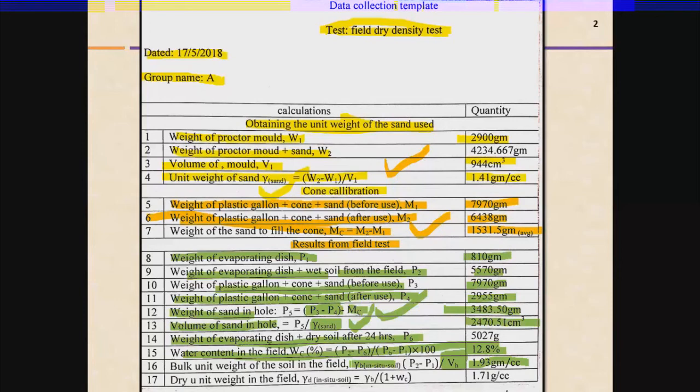To convert the bulk unit weight into dry unit weight, I will use this formula: gamma b divided by 1 plus water content. So this will give me the dry density value of 1.71 gram per cubic centimeter. So this is how we can find the dry density of any soil in the field with the help of the sand replacement method.